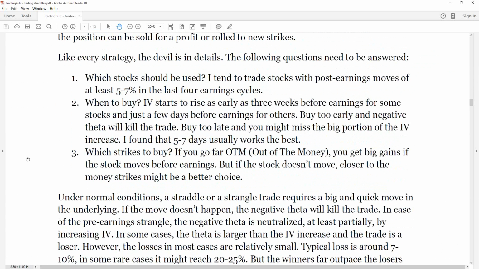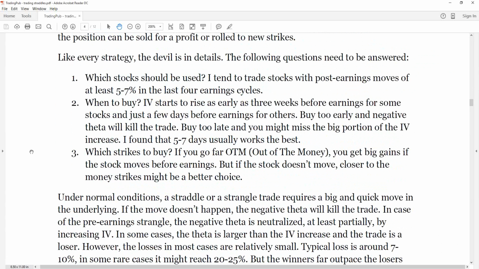When to buy? Implied volatility starts to rise as early as 3 weeks before earnings for some stocks. For other stocks, it happens just a few days before earnings. So we have to find the balance between buying too early, because if you buy too early and implied volatility doesn't start to move, negative theta will start to kill the trade, and buying too late, when we might just miss a big portion of the IV increase.